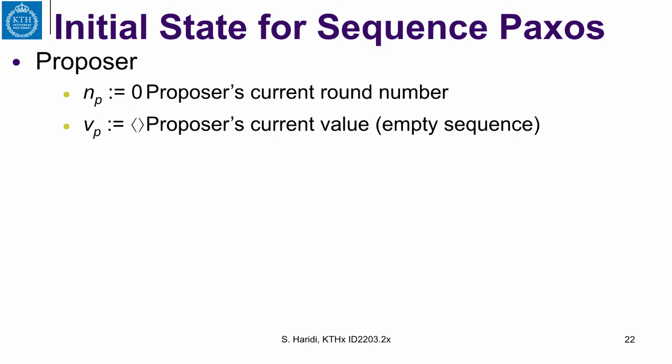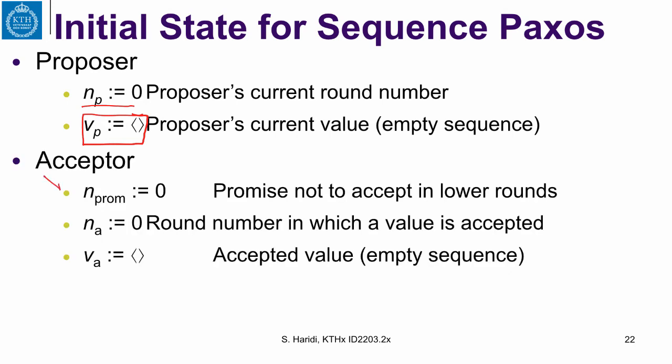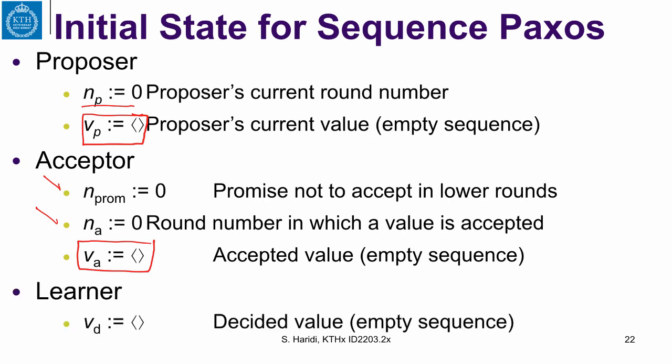Here is the initial state of sequence Paxos. The proposal number is the same, but now the initial proposed sequence is the empty sequence. The promise is the same. The proposal number of what is accepted by an acceptor is the same, but all acceptors accept initially the empty sequence. And for learners, a learner also accepts the empty sequence.